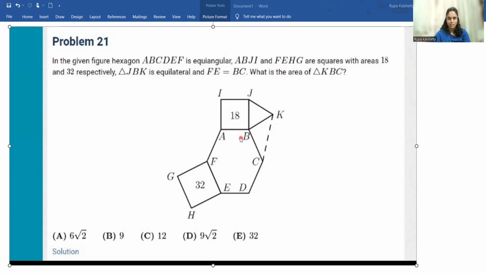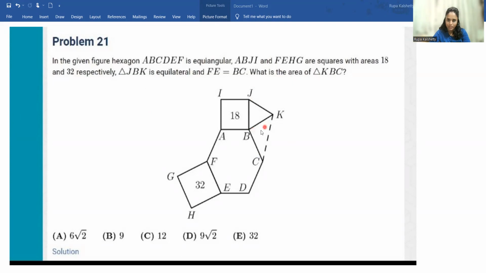So they are saying that this is your hexagon with equal angle measure. These are the two squares. Square ABJI has area 18, and this FEGH has area 32. Triangle JBK is equilateral, so JBK is this triangle, which is an equilateral triangle. FE is equal to BC. What is the area of triangle KBC?